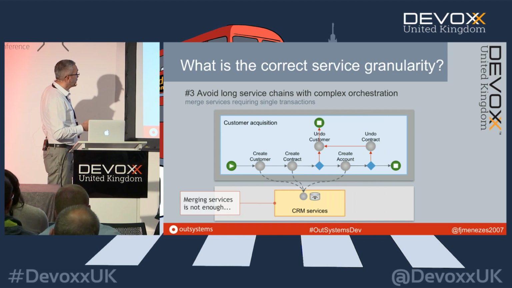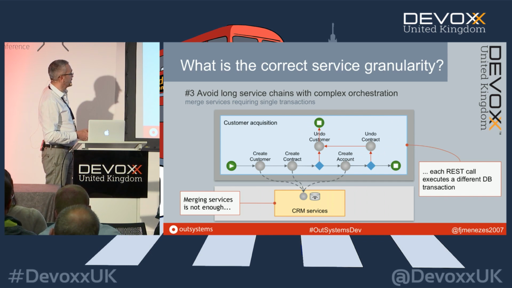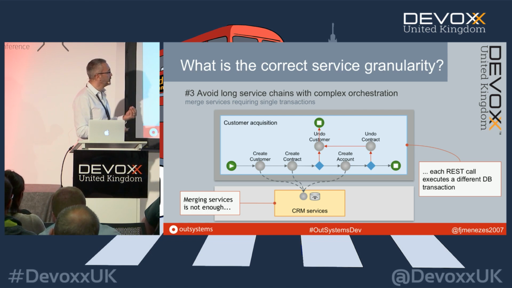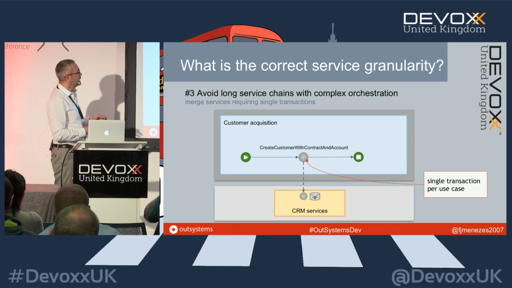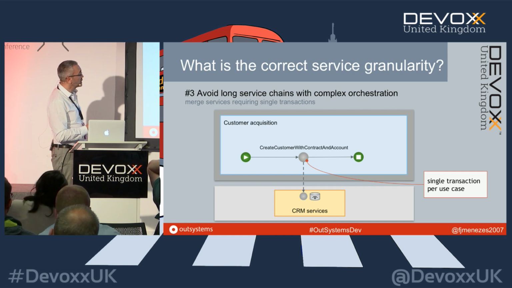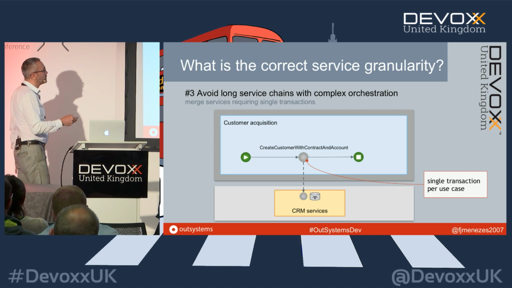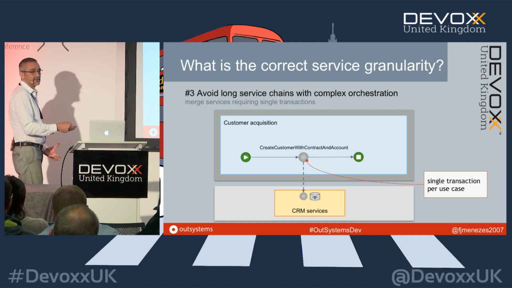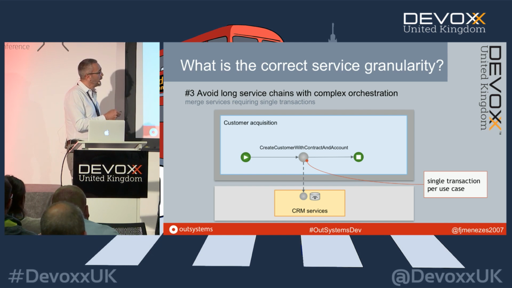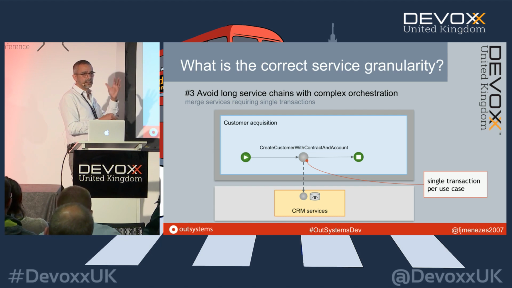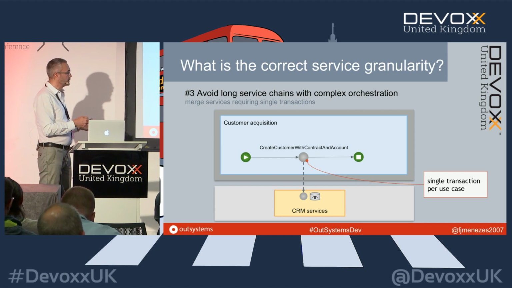So merging services is not a solution, because you keep having different REST calls, different processes being created, so different transactions. What you need to worry about when doing service design is to create single transactions per use case. If I have such a use case, I should not leave the control to my consumer, because I'm providing the service. I should have all the intelligence. So I should design my API supporting all the use cases that my consumers might require, right?